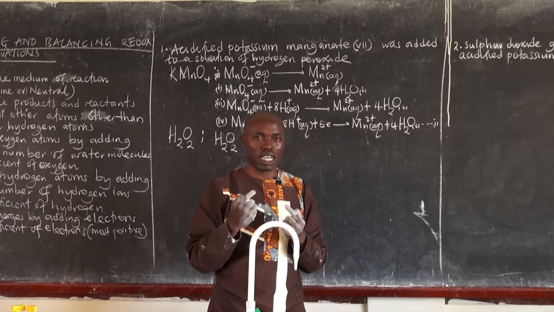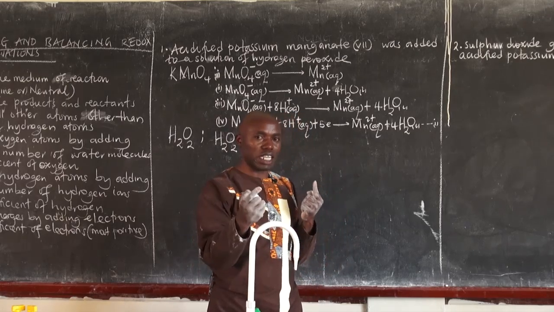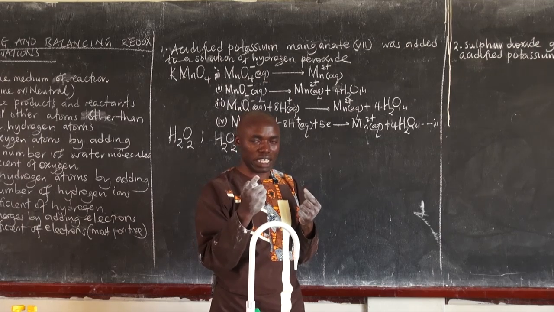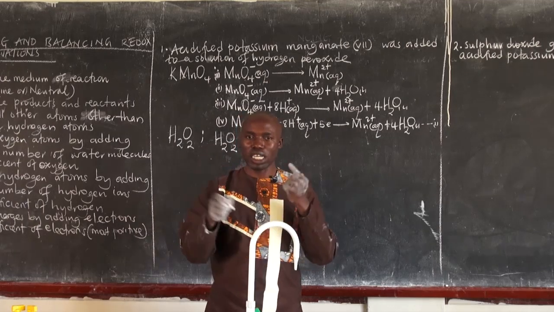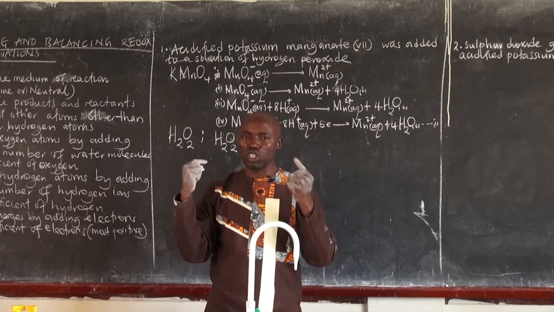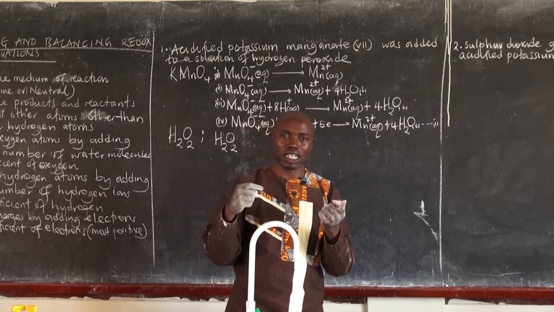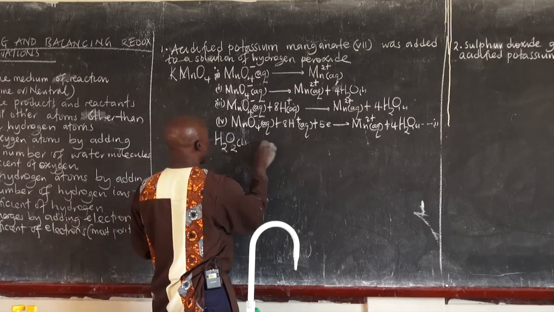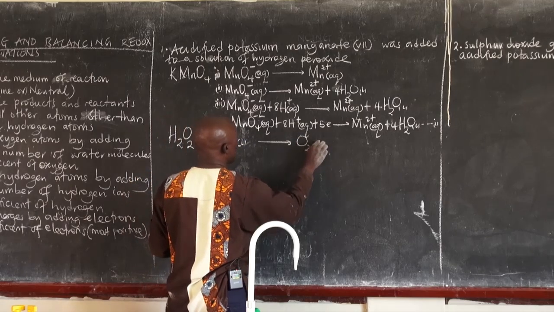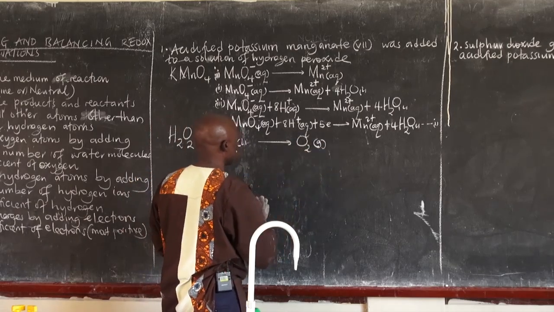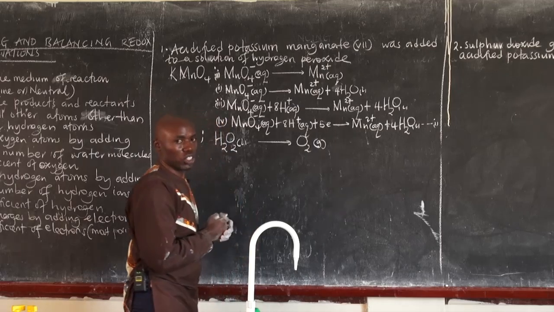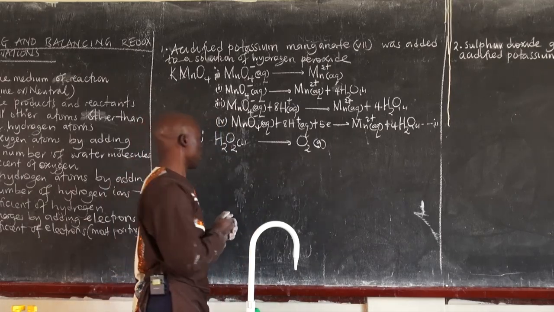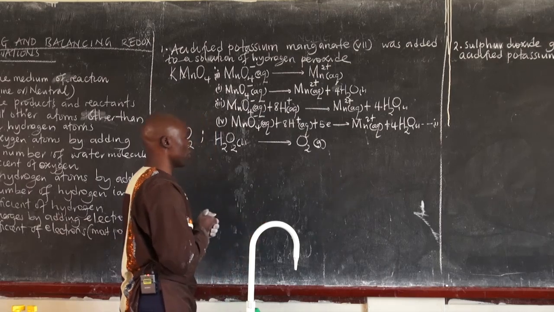Hydrogen peroxide has two behaviors in redox reactions. It is oxidized to oxygen if it is reacted with an oxidizing agent. It is reduced to water if it is reacted with a reducing agent. So for this one, we are going to oxidize it to oxygen since acidified potassium manganate 7 is an oxidizing agent. So it's oxidized to oxygen, and reduced to water in the other reaction if it is with a reducing agent.